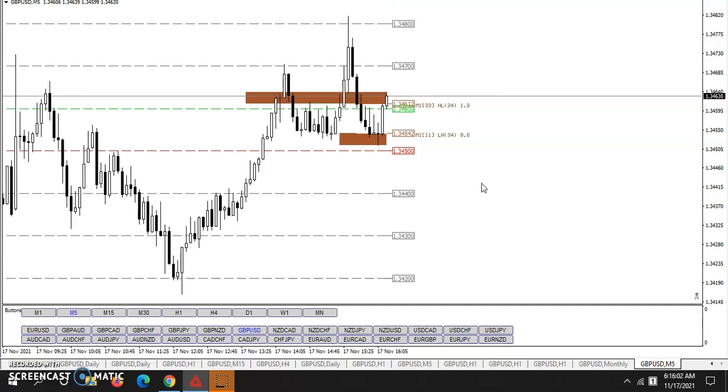Yeah, and if you noticed here, if you would have taken the long out of the lower high box, you'd be up 8.9 pips at the moment.